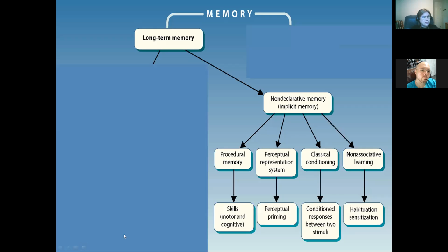Okay, so let's start with declarative memory as our first approach to long-term memory. As you can see, there are a bunch of subtypes. That's why we don't want to call non-declarative implicit memory procedural, because procedural is just one of them. There's also perceptual stuff. There's classical conditioning that you're familiar with already. We talked about it. Maybe something that has to do with learning.